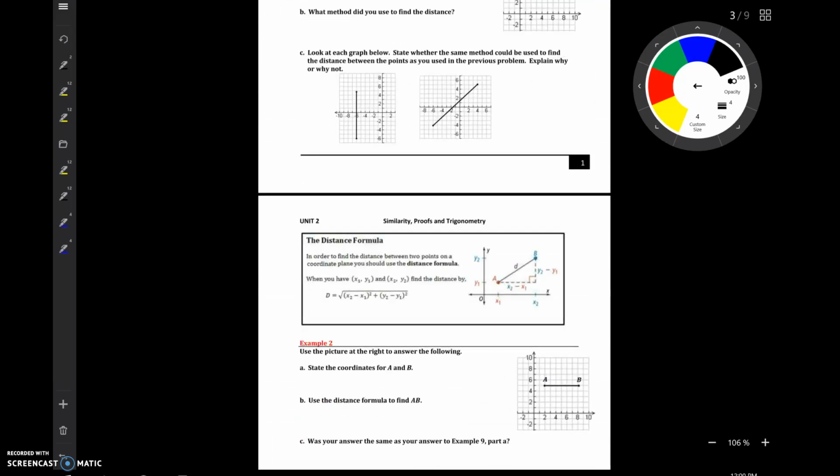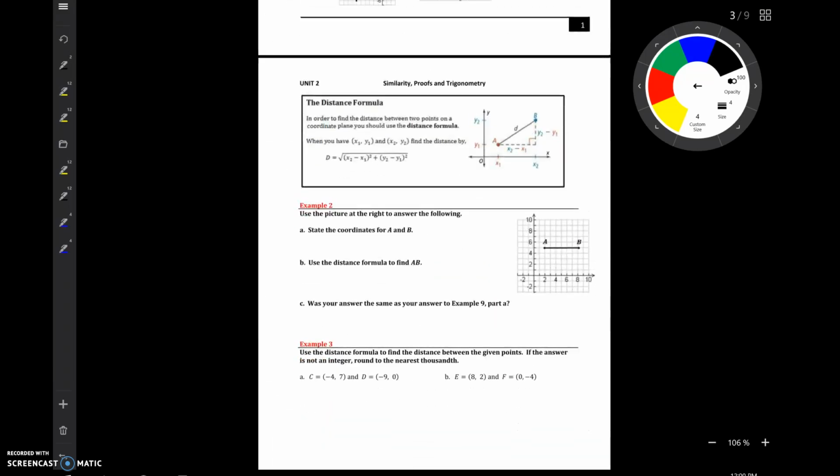Okay, I'm going to go right to page 2. The distance formula. In order to find the distance between 2 points on a coordinate plane, you could use the distance formula. So we have 2 points. We have an x value and a y value. So now check this out. This is exactly what I just wrote on the previous slide. Here are the 2 endpoints. What is this? That was delta y from our slope triangle. What's this length? This is delta x.